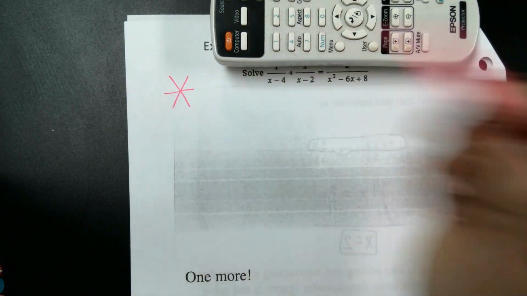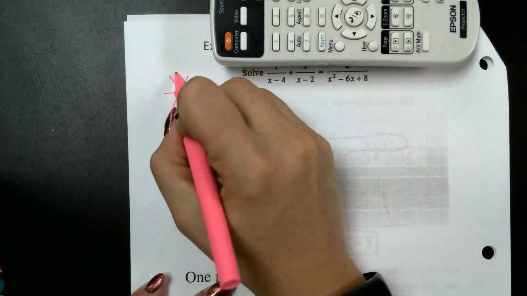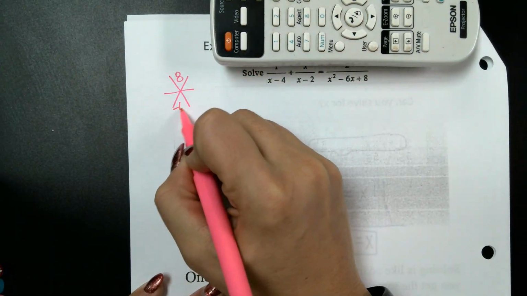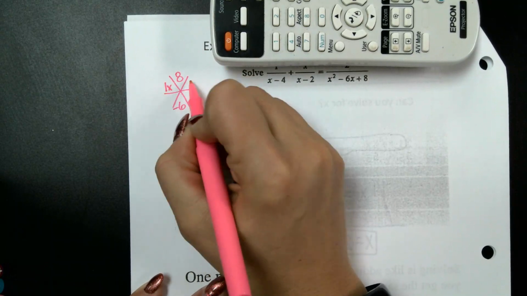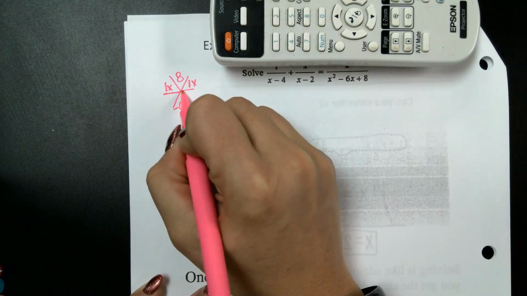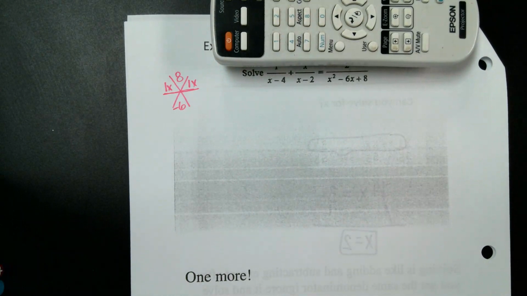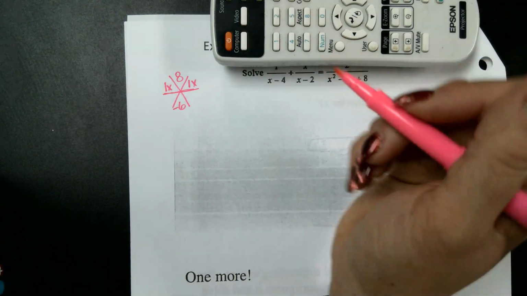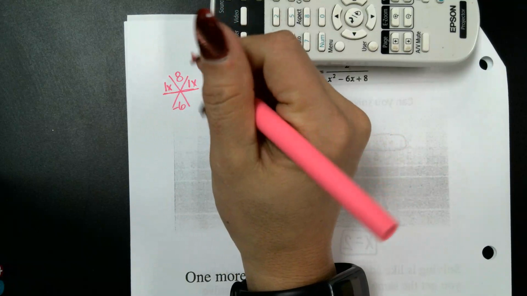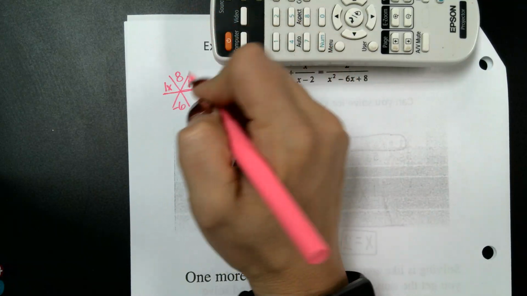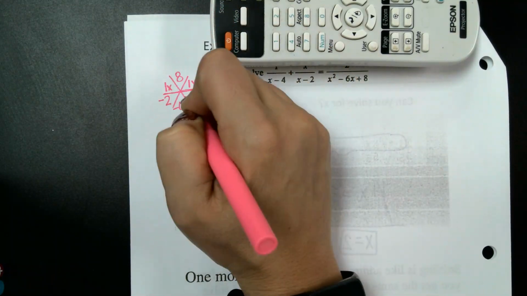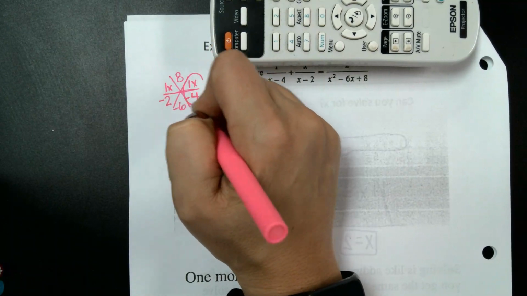So that's an asterisk problem, right? We have a positive 8 and a negative 6. What 2 numbers would multiply to give me positive 8 and add to give me negative 6? Negative 2 and negative 4. Yep.